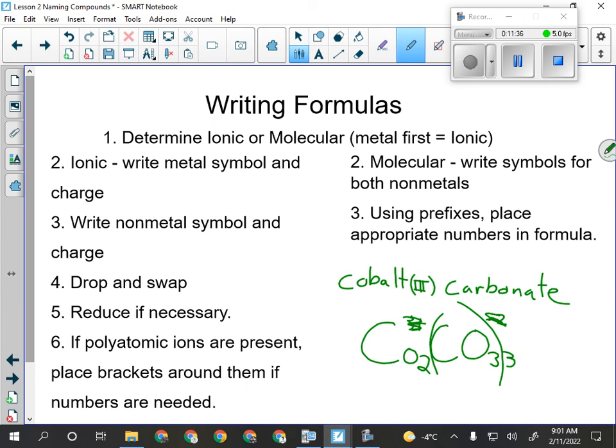Right, that's what that one would look like. And that would be about as tricky as they would get. It has both the Roman numeral and the polyatomic ion needs brackets. Okay, is that a little easier to follow? Okay, so if you're still struggling with that, now you've got these steps.